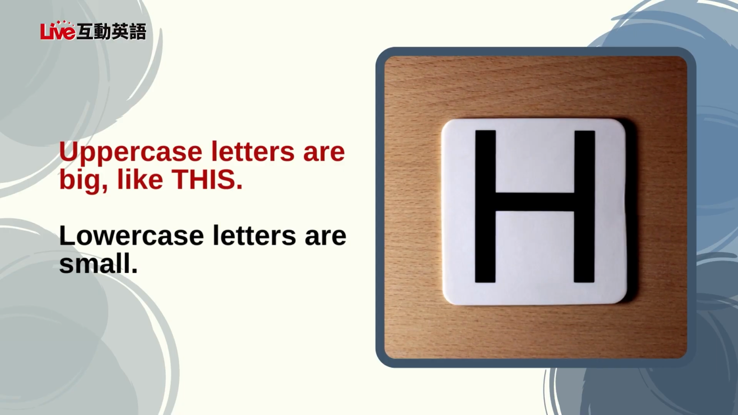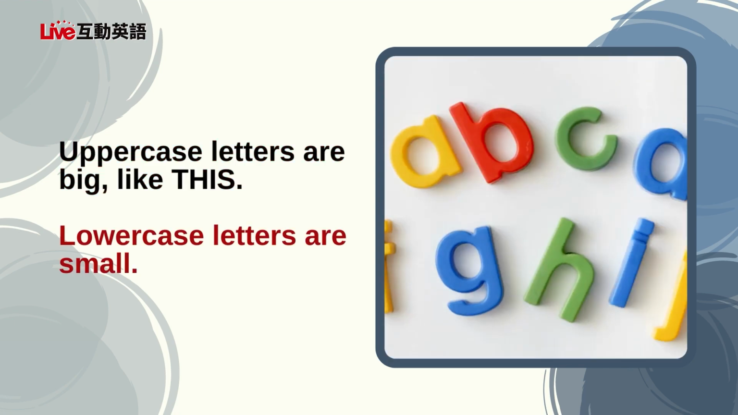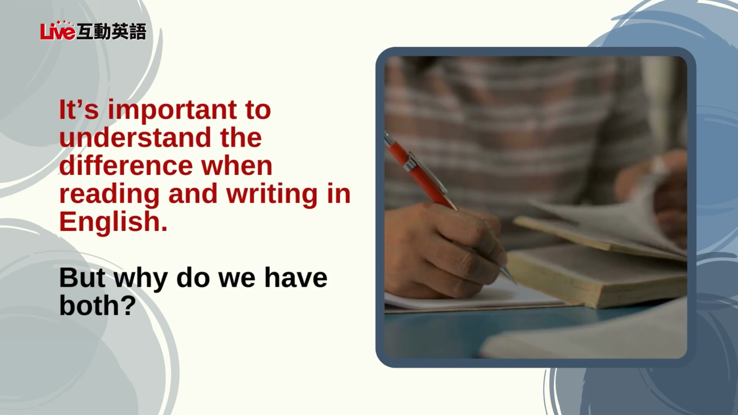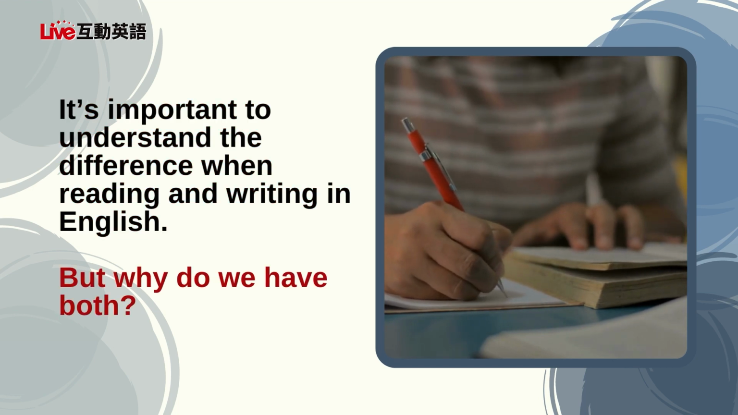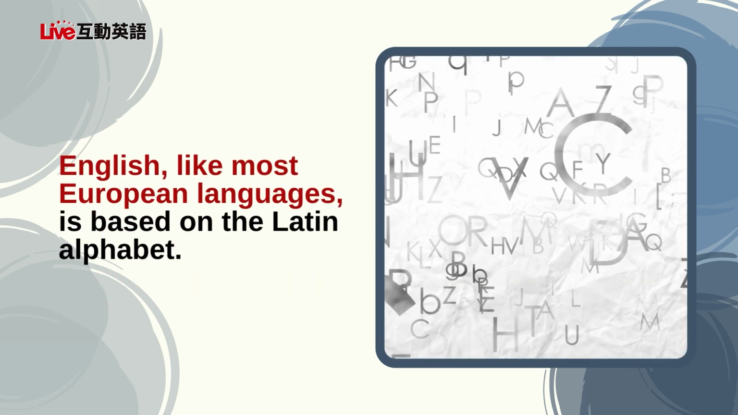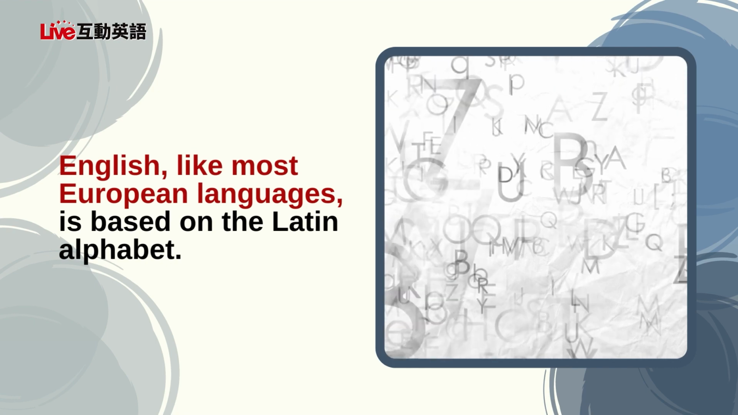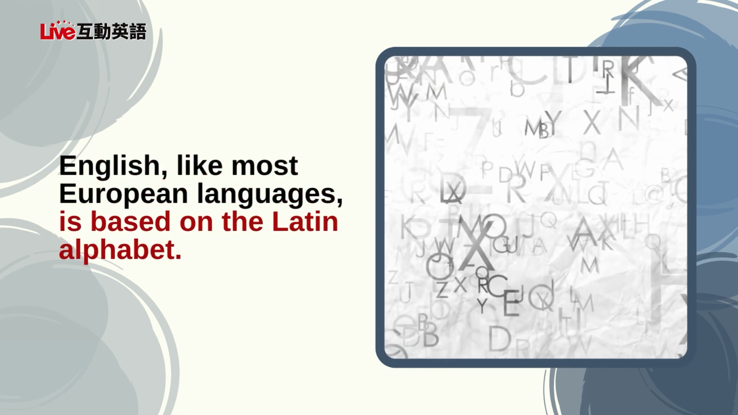Uppercase letters are big, like this. Lowercase letters are small. It's important to understand the difference when reading and writing in English, but why do we have both? English, like most European languages, is based on the Latin alphabet.